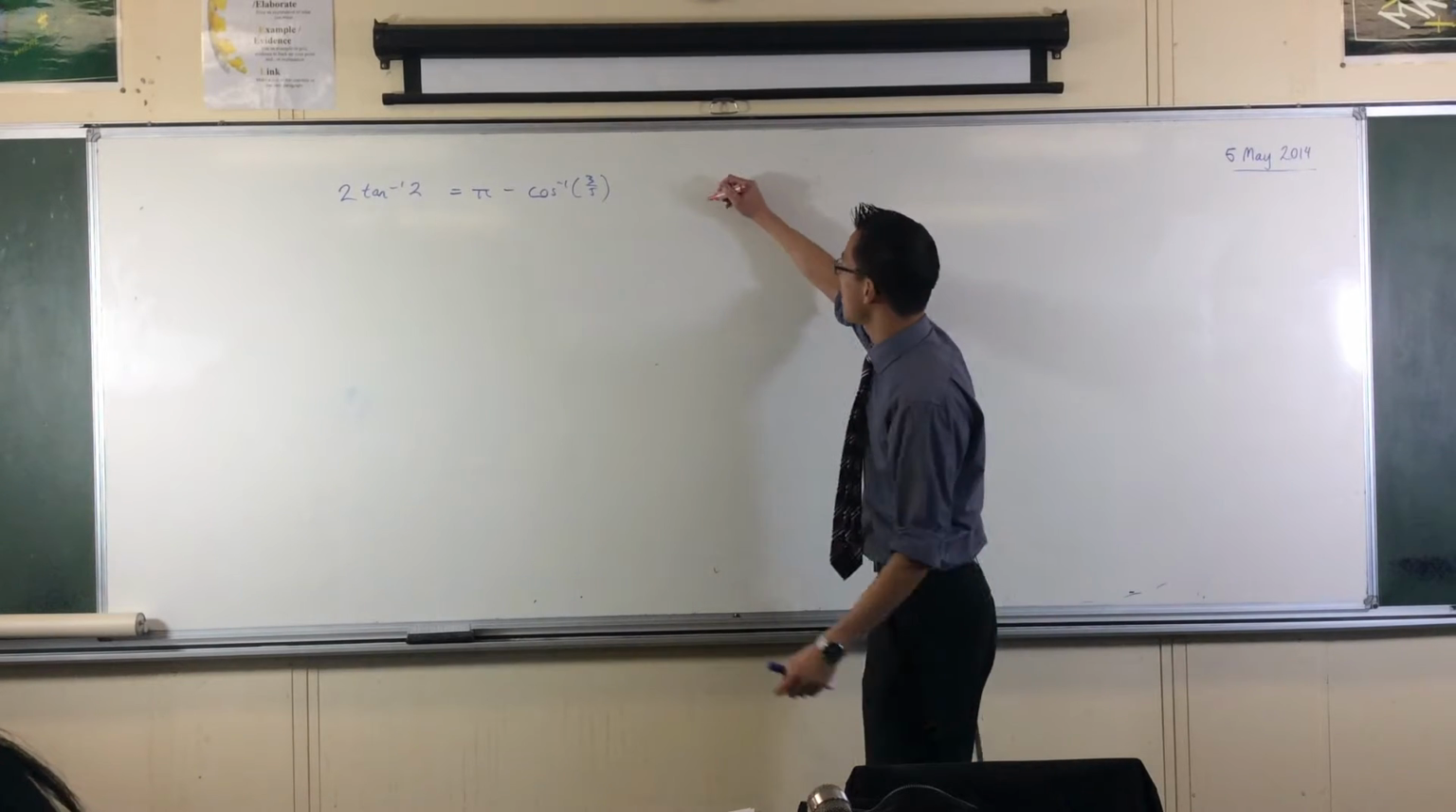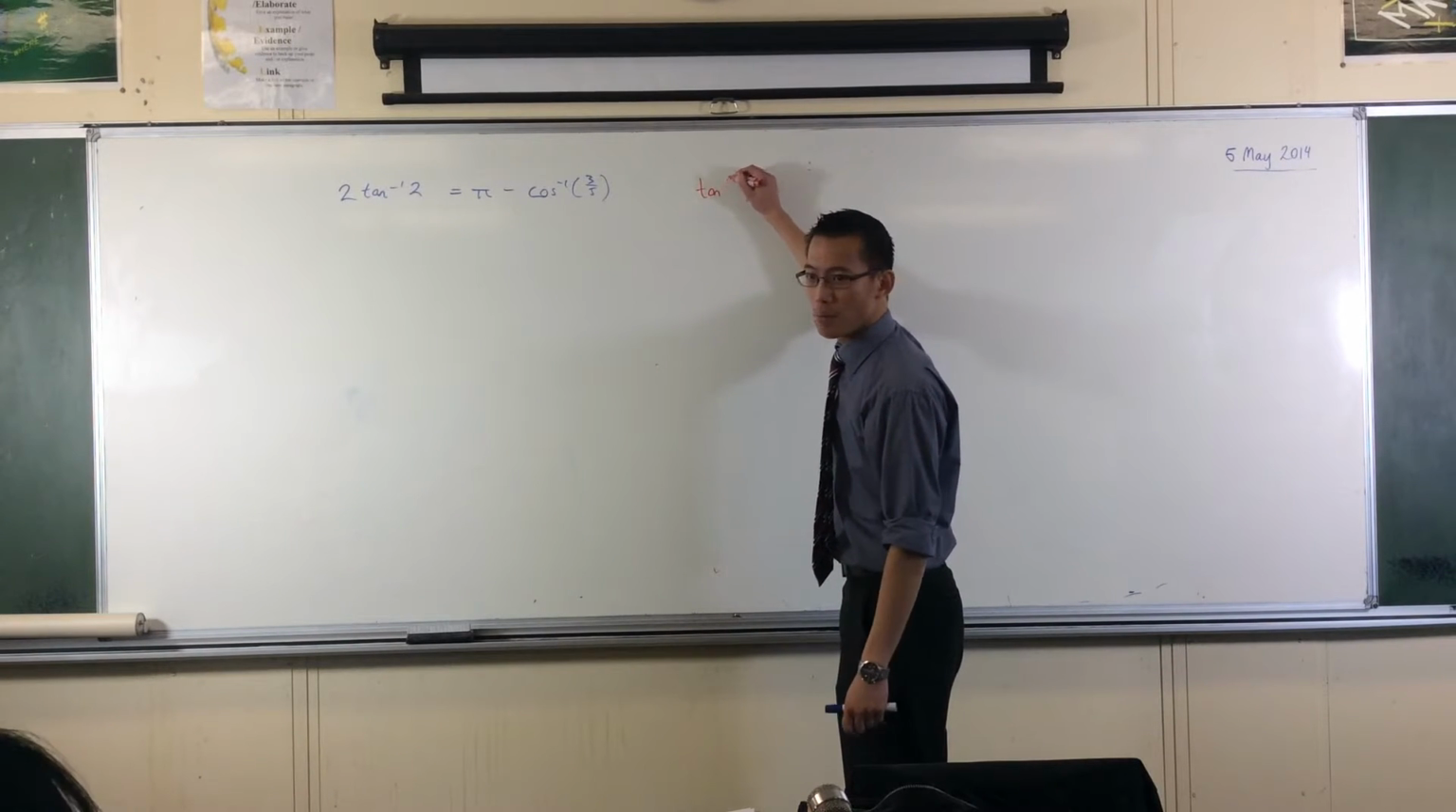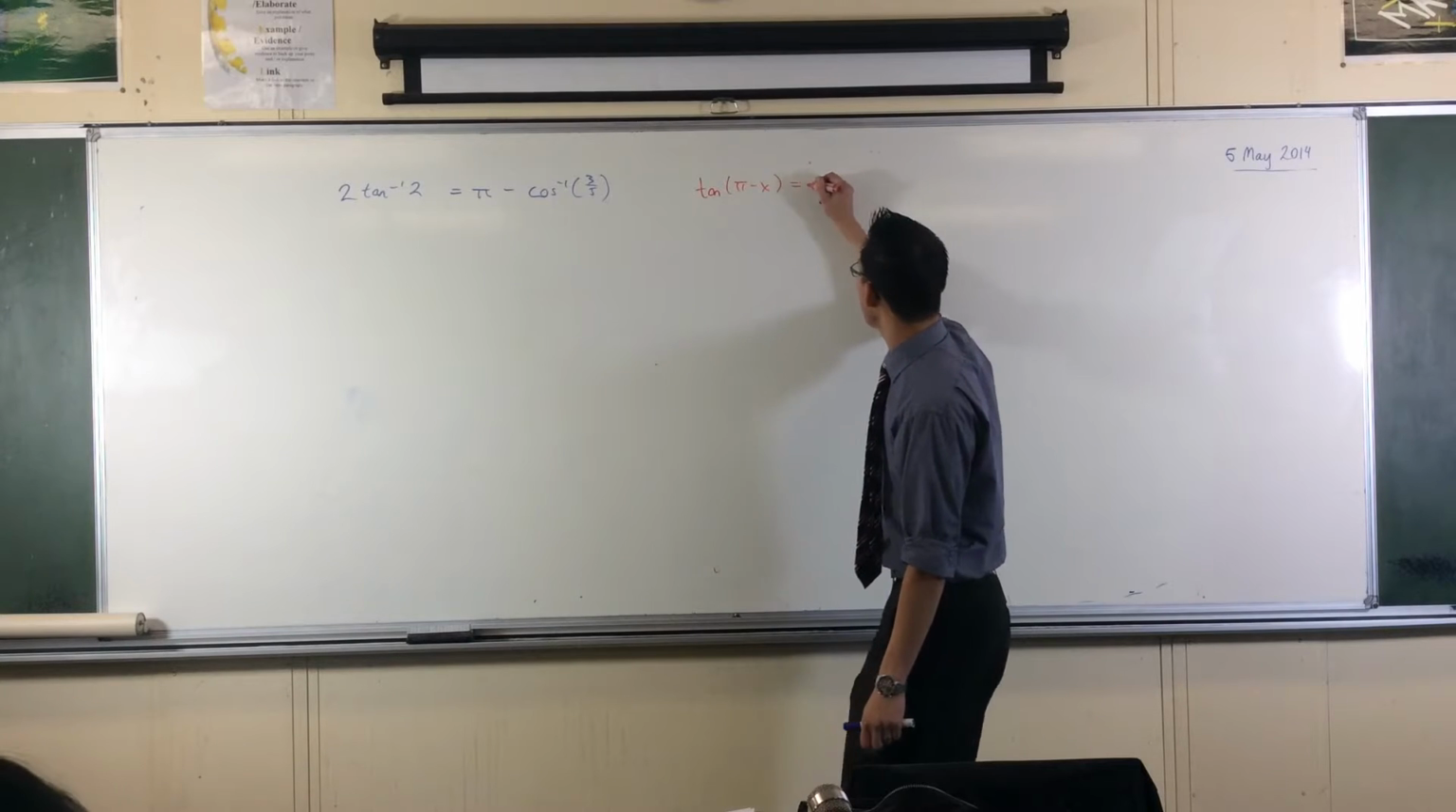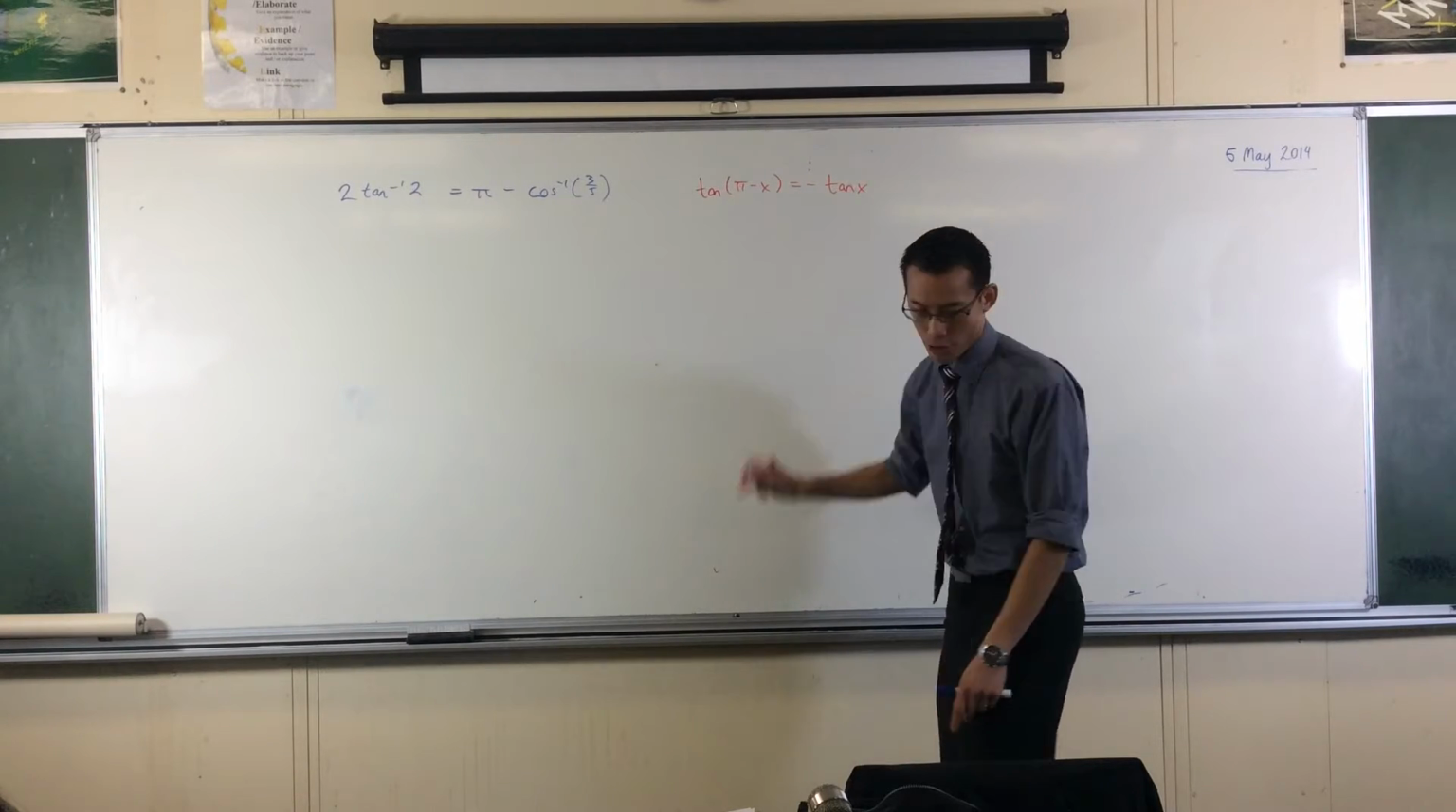What was the clue again? I think it was tan of pi minus x is equal to negative tan x. Is that right? Okay, good.